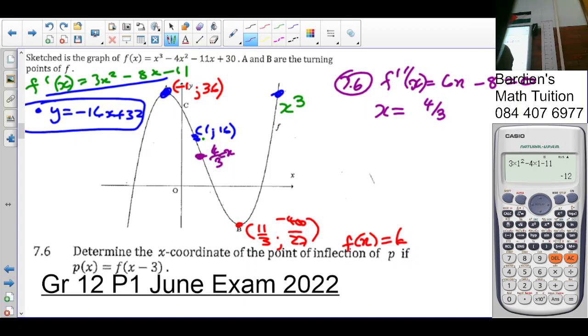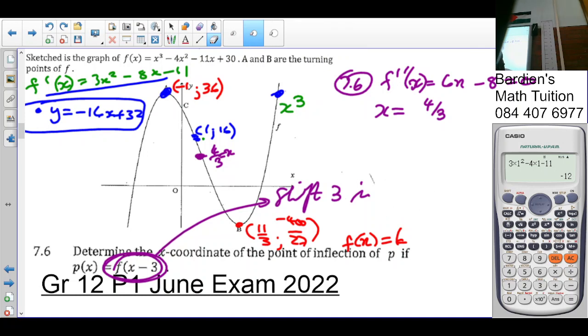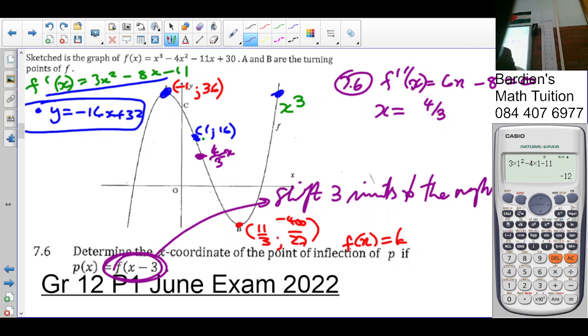Okay. The question says, you must determine the x-coordinate of the point of inflection of p of x, if p of x equals f of x minus 3. So what effect does minus 3 have on this graph? The graph is going to shift 3 units to the right. It's always the additive inverse effect on the x. So it moves 3 units to the right.